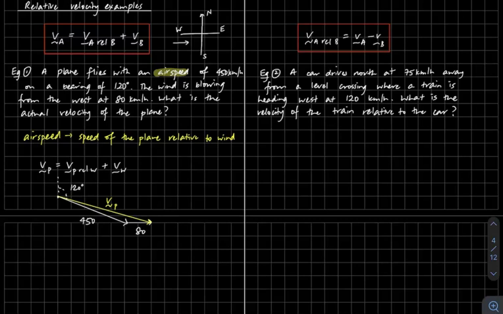So we could use components here. We could express each of these velocities in terms of their i's and j's, and obviously the 80 would be easy because it's just 80i, and the 450 we could express using 450 cos 120 i plus 450 sin 120 j.